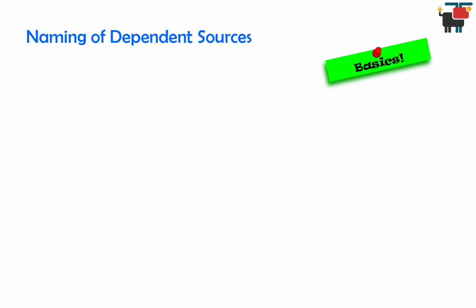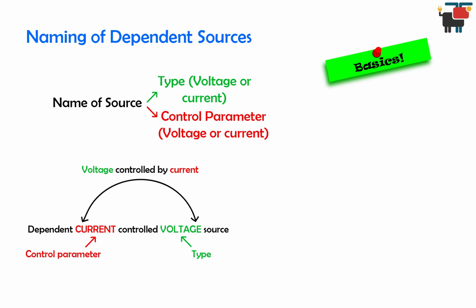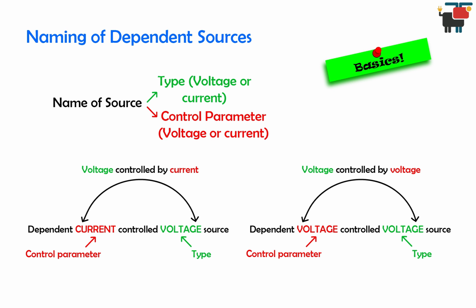The name of the source tells you 2 things: the type of source, either voltage or current, and the controller parameter, either a voltage or a current elsewhere in the circuit. For instance, a dependent current-controlled voltage source is the name for a voltage source that is controlled by a current in a different part of the circuit. Following this logic, a dependent voltage-controlled voltage source is, as you may guess, a voltage source that is controlled by a voltage in a different part of the circuit.